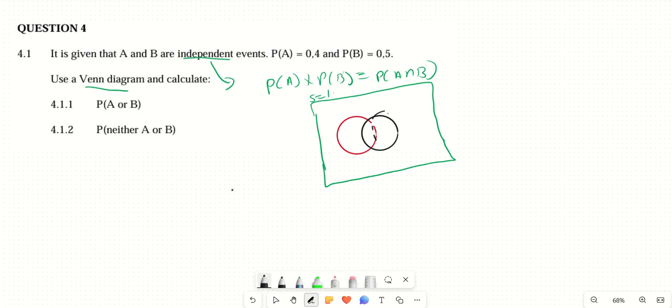Remember the simplest one. Now the probability of A or B is the probability inside these circles here. And outside here is the complement of A or B, not in A or in B. That's the event. So in this case, they said find the probability of A or B. Now what do we know? We know that if this is A and this is B, the probability here is 0.4 and the probability here is 0.5.